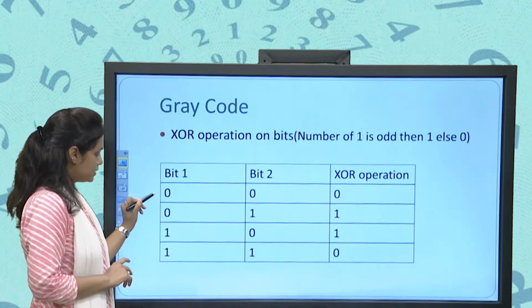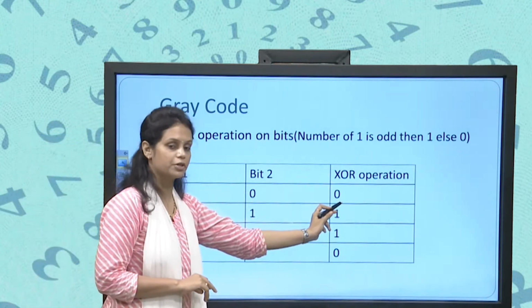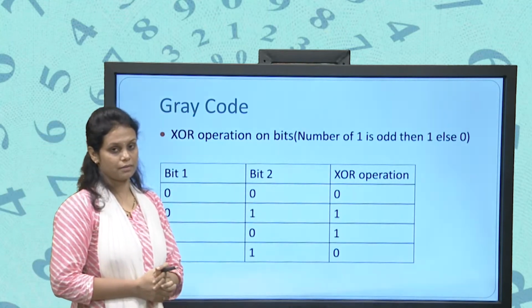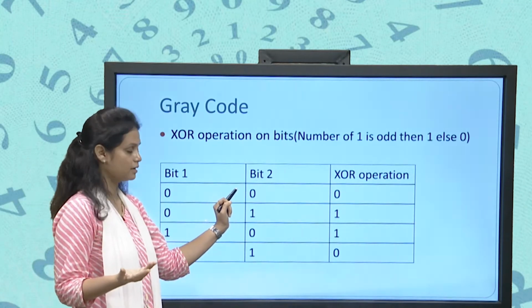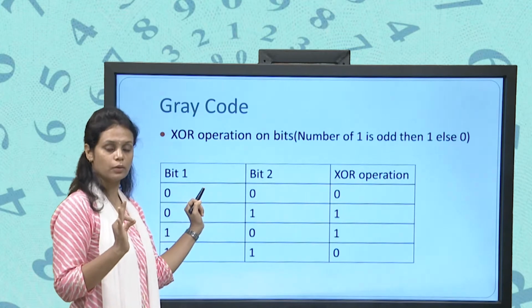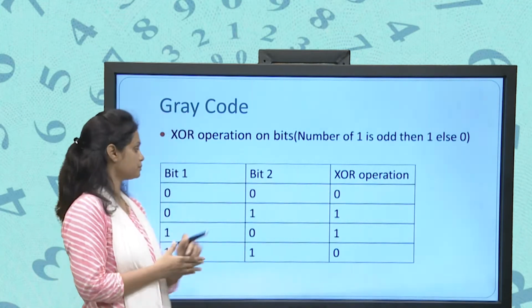First bit 1 is 0, bit 2 is 0. So the output of the XOR operation is simply 0. Why? Because these 2 bits are the same, or we can say that the number of 1s is 0, and 0 is an even number, that is why it is 0.